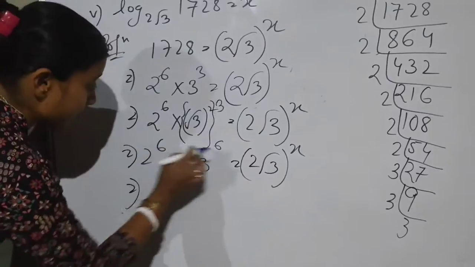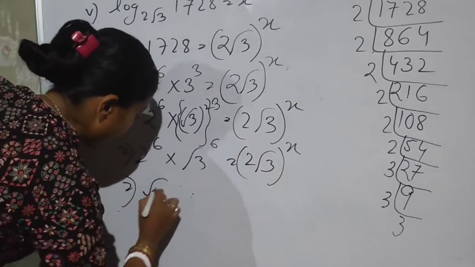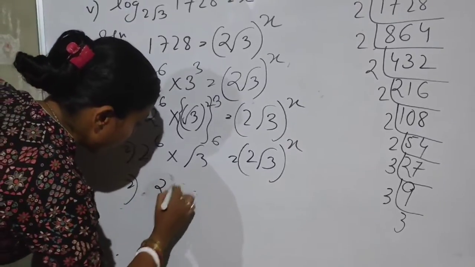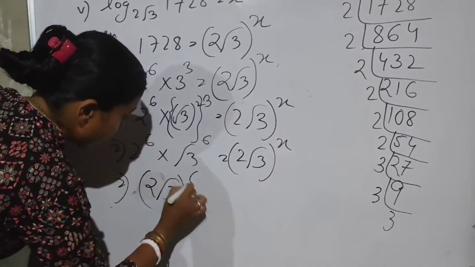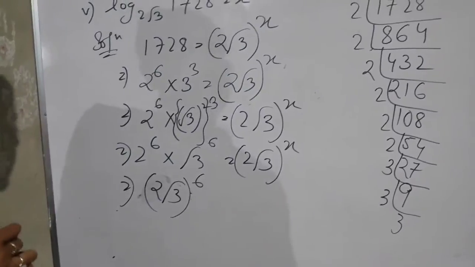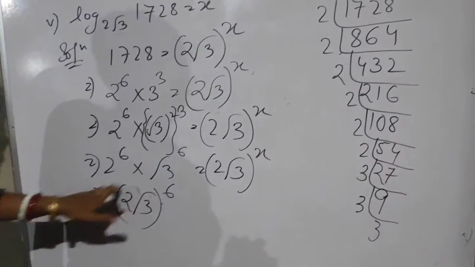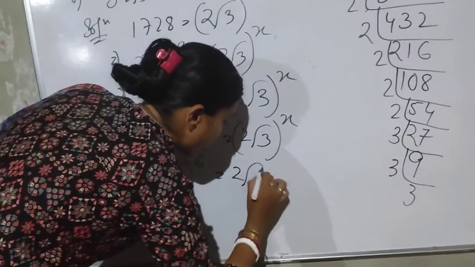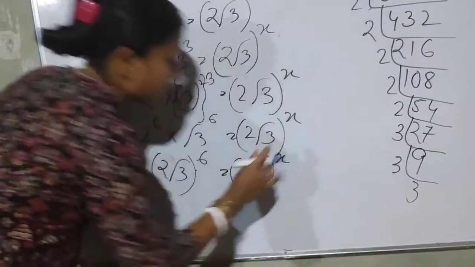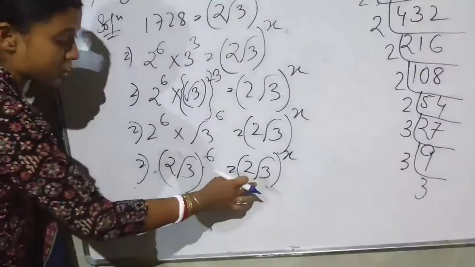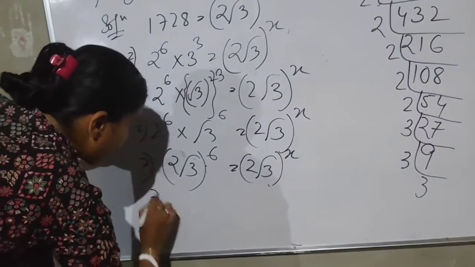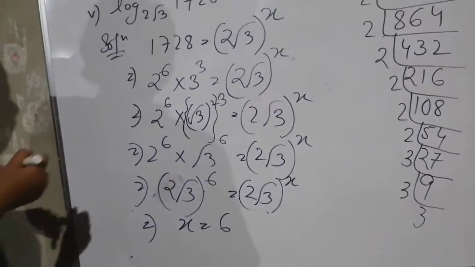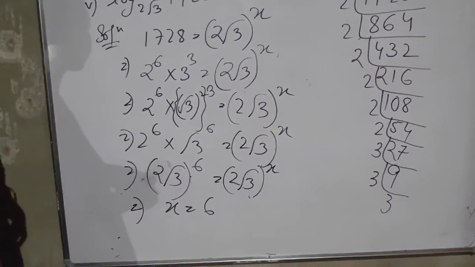So this one, 6 and 6. So what can we write? 2 root 3 to the power 6. Since the power is same, we can multiply these two, right? So 2 root 3 to the power 6 equal to 2 root 3 to the power x. So you see these two have become same. So we can say that x equal to 6. Okay. So our value of x is 6.